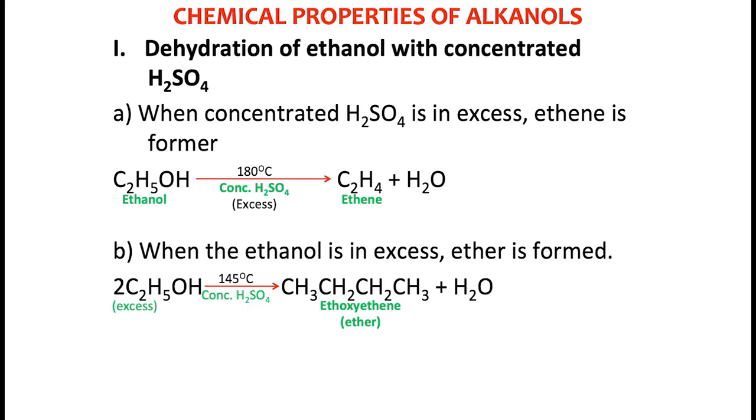Now, when ethanol is in excess, an ether is formed, as you can see in this case. If you put excess ethanol instead of excess tetraoxosulfate VI acid at a temperature of 145 degrees centigrade, in the presence of concentrated tetraoxosulfate VI acid, you will get ethoxyethane, which is an ether, and water. So that's the first chemical reaction that these alkanols undergo.